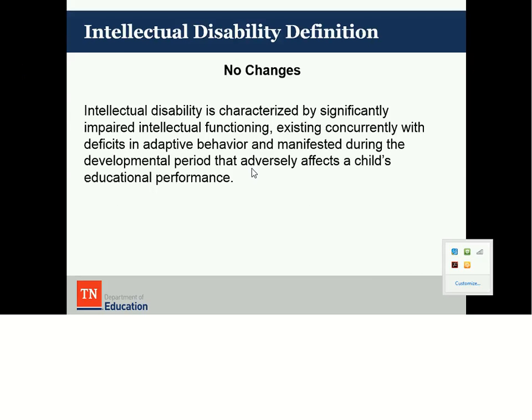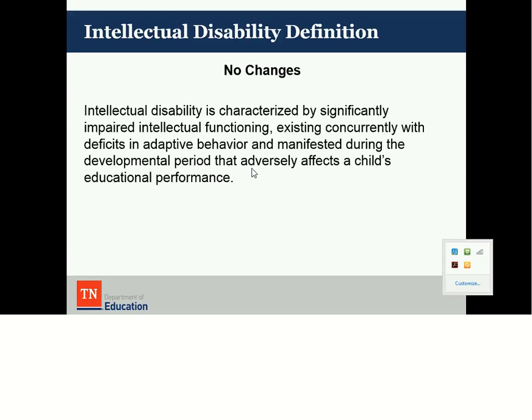So for intellectual disability, as we talked about, there have been some changes. The actual definition did not change. You can see that it's still characterized by significantly impaired intellectual functioning and existing concurrently with deficits in adaptive behavior. So while the definition hasn't changed, our interpretation of what that means changes. And we did this based on a national review. Any of the major changes that we made are based on a national review, as well as a look at OSEP guidance, as well as best practices in various national associations.